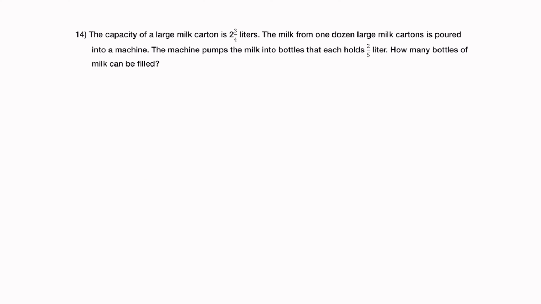Yes, of course, always. The capacity of a large milk carton is 3 upon 4 liters. The milk from one dozen, that is 12, large milk cartons is poured into a machine. The machine pumps the milk into bottles that each hold 2/5 liter. How many bottles of milk can be filled? So if we understand this here, it is 3/4 liters. That's the capacity of the large milk carton. How many do we have? 1 dozen, right?